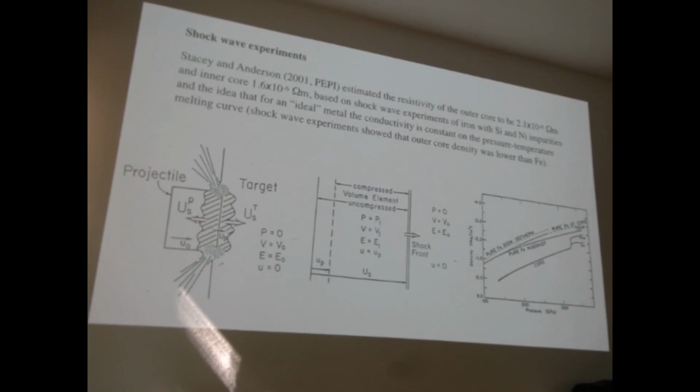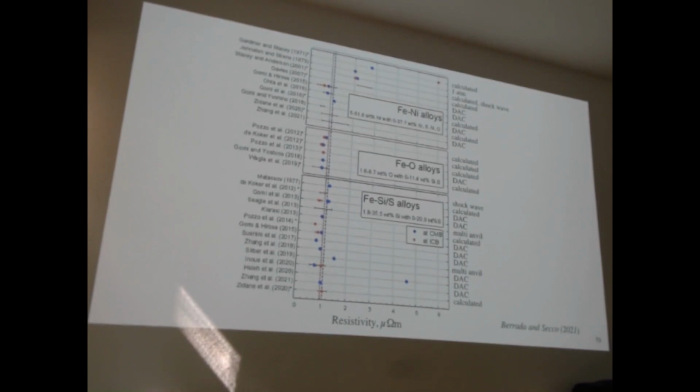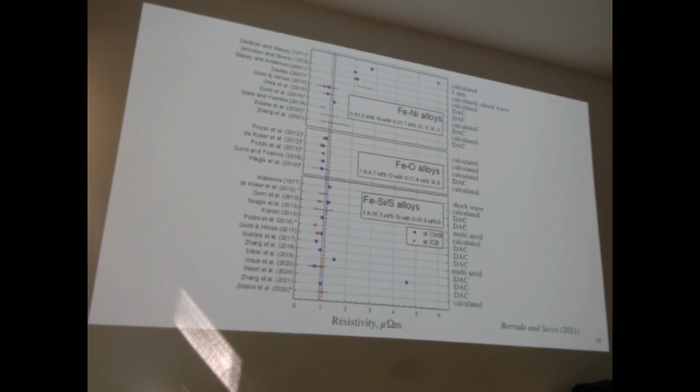And there's a few slides on the conductivity of the core. I won't go into the details except that we know it's really important. Conductivity of the core is really important for all sorts of reasons, including the formation of the inner core. And the early measurements using shock waves were up here around 3 micrometers, but that's come down now, and the conductivity is about 10 to the 6 Siemens per meter.